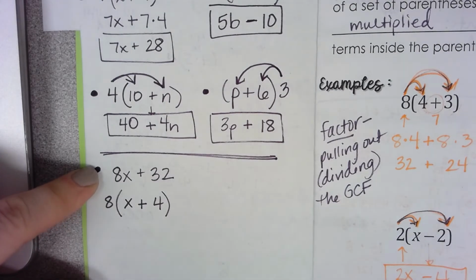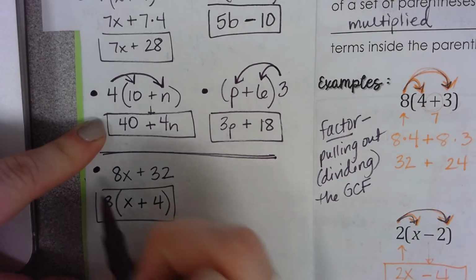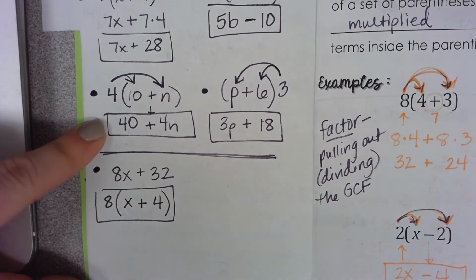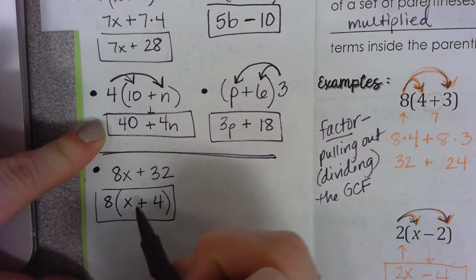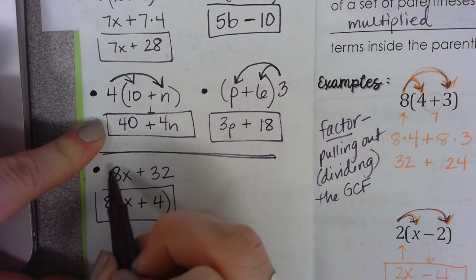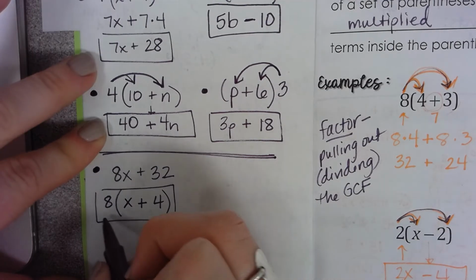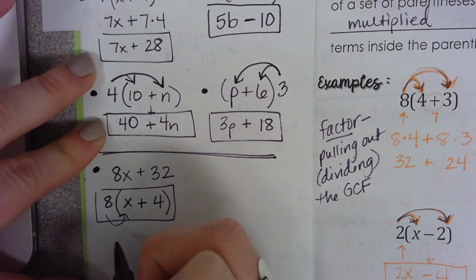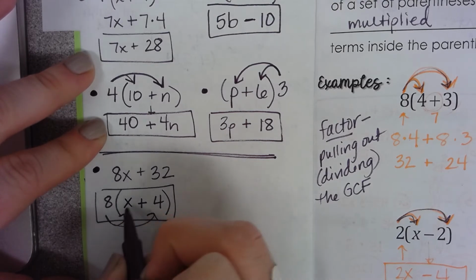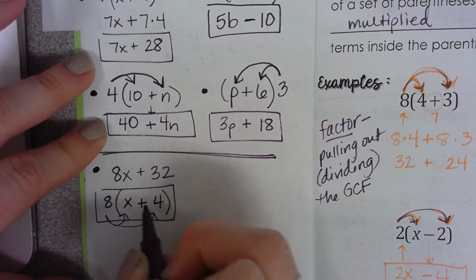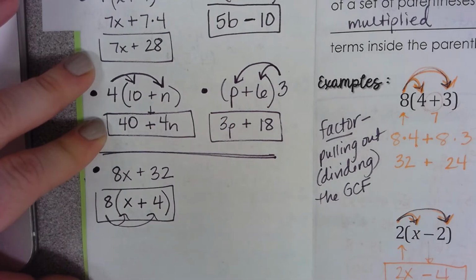Now my answer will be 8 times the group of x plus 4. And one way to double check is to use the distributive property and draw on your arrows and see if what you get when you use the distributive property matches this original problem. So I know that if I were to distribute this out, I would get 8 times x, which is 8x, plus 8 times 4 is 32.